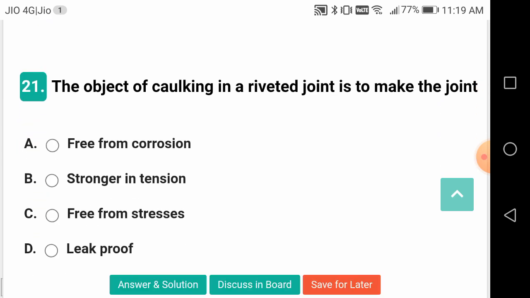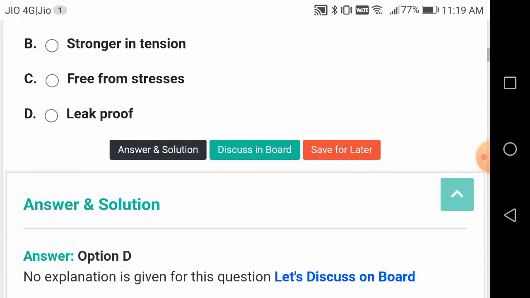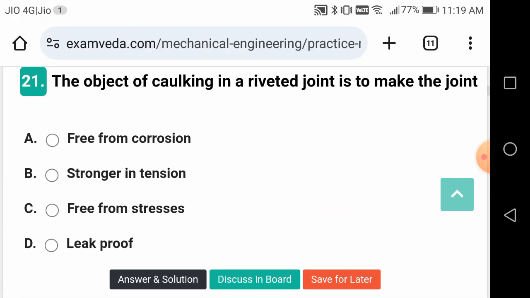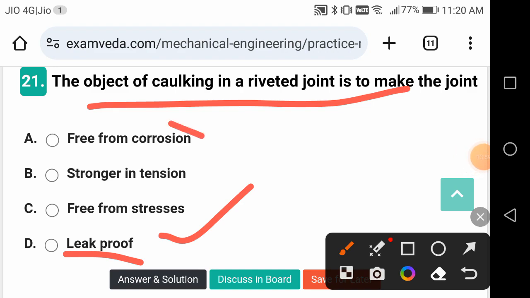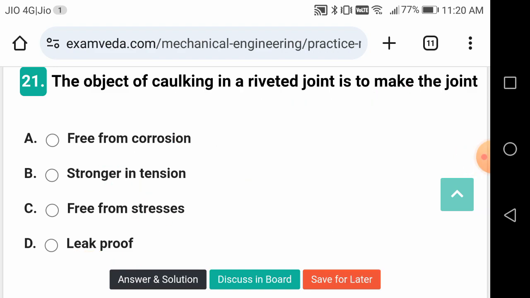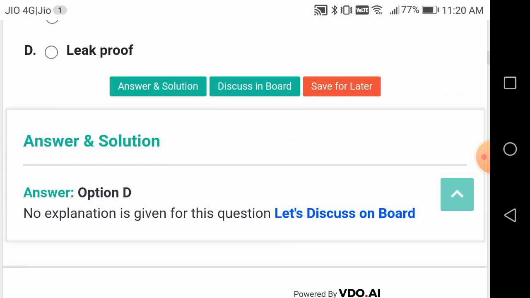The object of caulking in a riveted joint is to make the joint what? This is once again a good question, friends. Leak proof. Caulking is done to prevent leakage in the riveted joints. So it is basically to make the joint leak proof.